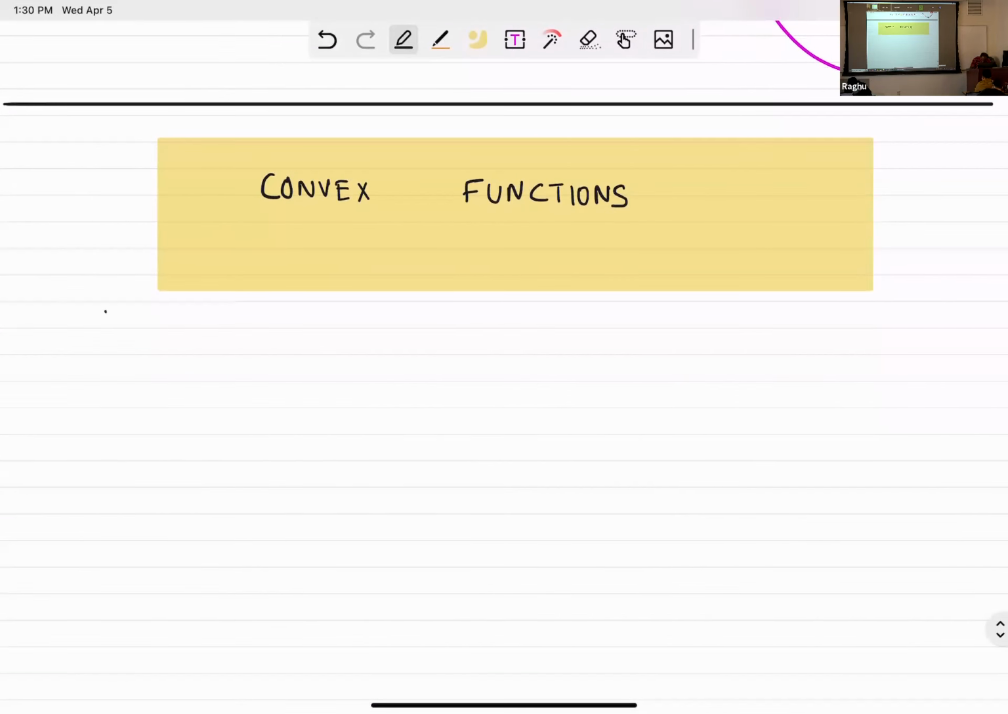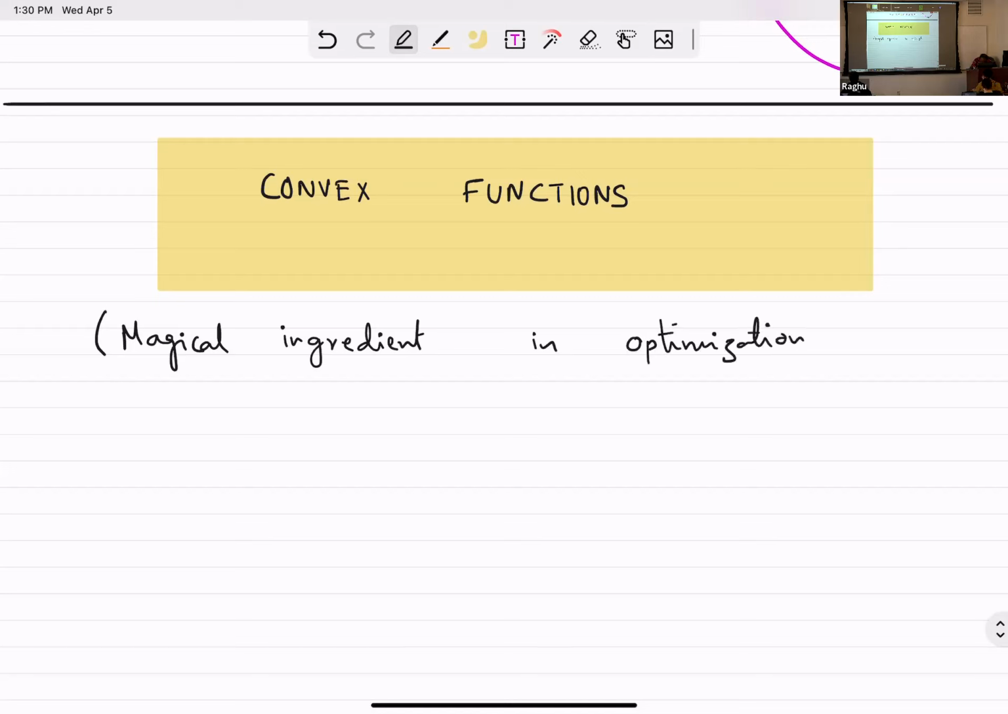So this is a really magical ingredient in optimization. It has many applications.